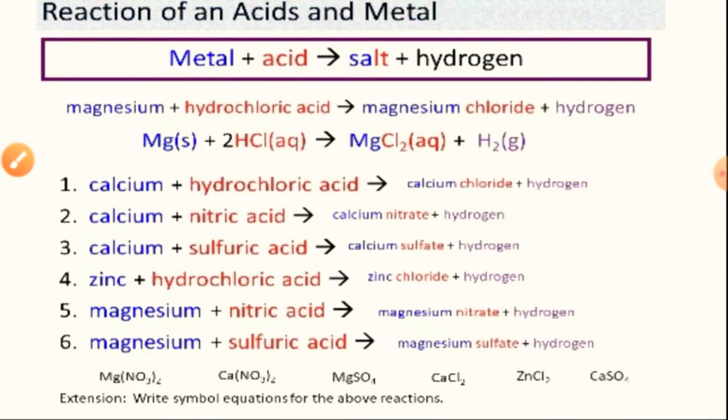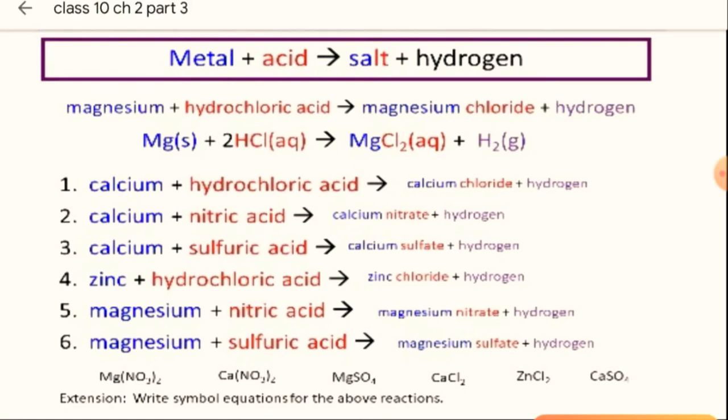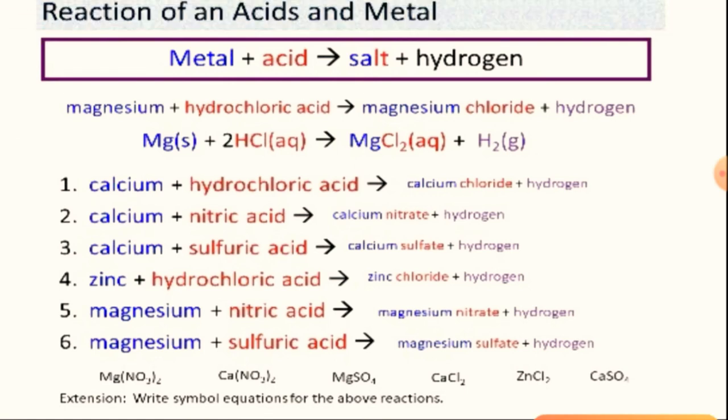Now let's again understand how these chemical reactions happen. How can we write these chemical reactions? We have done that magnesium when reacting with hydrochloric acid produces magnesium chloride and hydrogen gas. I told you how it forms. Magnesium reacts with the anion of the acid and H is liberated as hydrogen gas. Similarly, all these reactions take place.